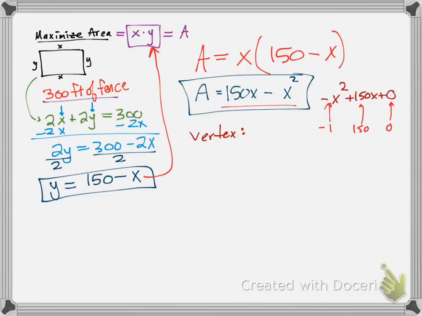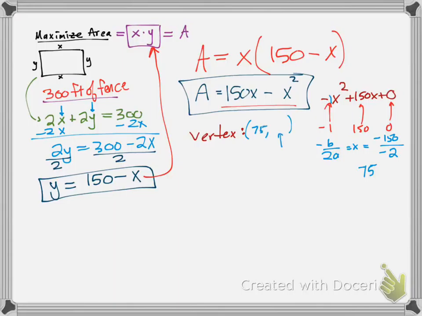Now, typically with quadratics, you're either looking for the vertex or you're looking for the roots. The roots, you would need the quadratic formula. The vertex, you need to remember that -b over 2a is the x-coordinate of the vertex. In this case, -150 divided by 2 times that -1 that you can't see up there, which is 75. So the x value of my vertex happens at 75.